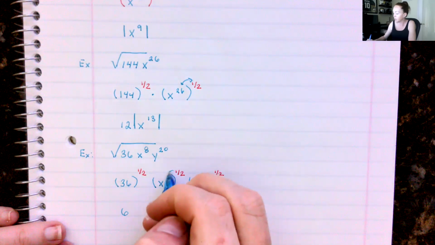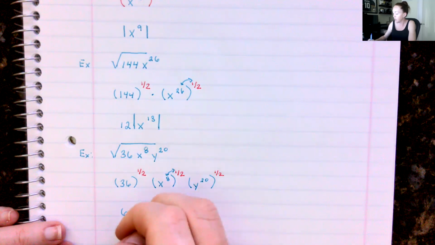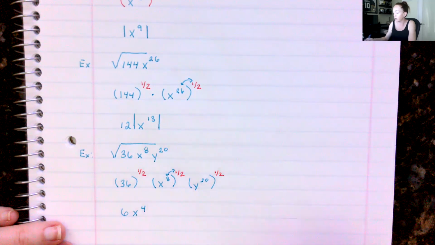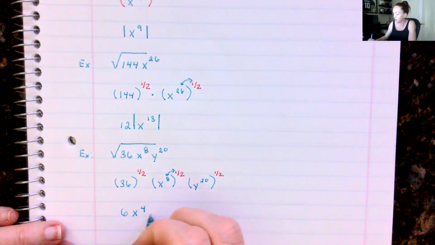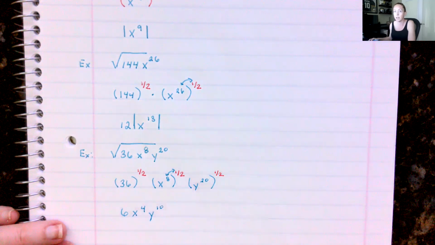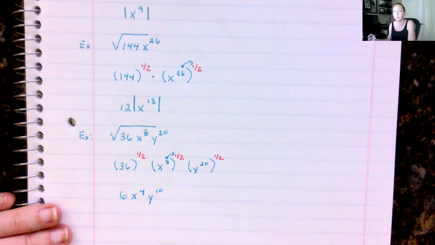I can use my exponent property of multiplication. This becomes x to the 4th, right? Half of 8 is 4. And this becomes y to the 10th, right? Half of 20 is 10.